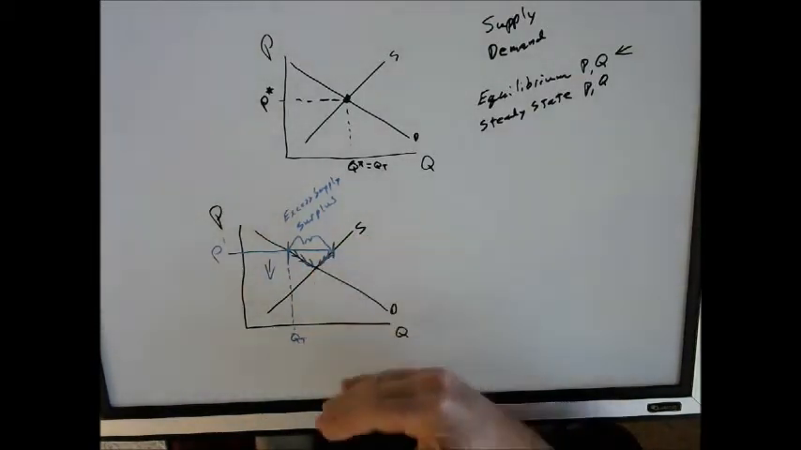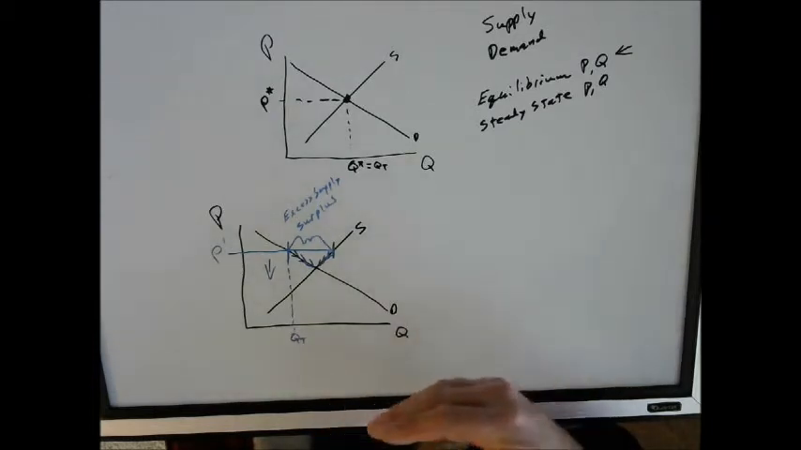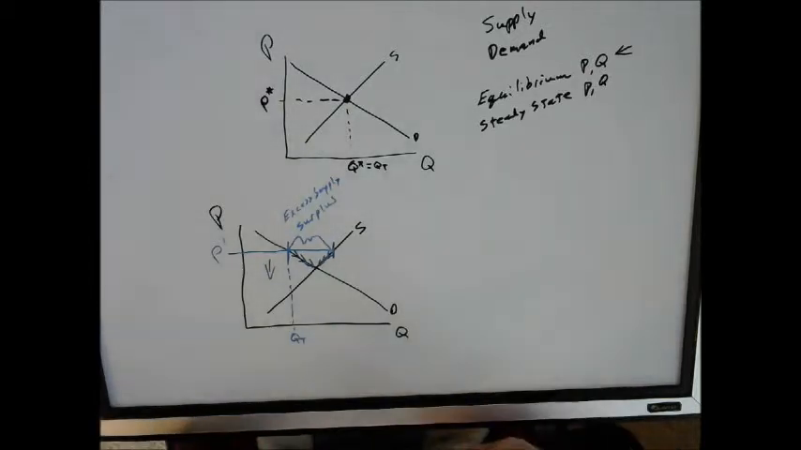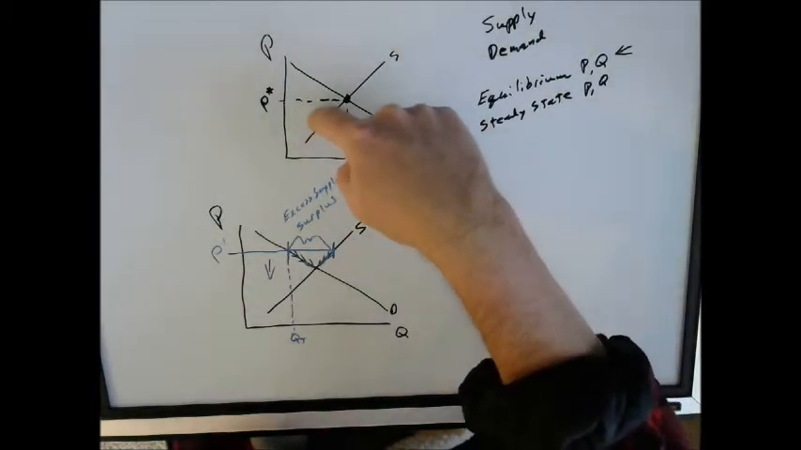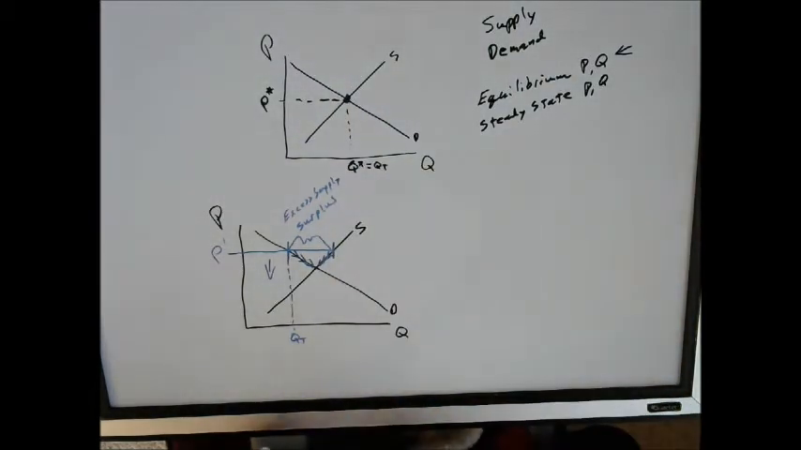Okay, but that just says prices. When prices are at P prime, the market will have an incentive to push prices downward. It doesn't say anything about whether prices will actually stop and equilibrate at P star.